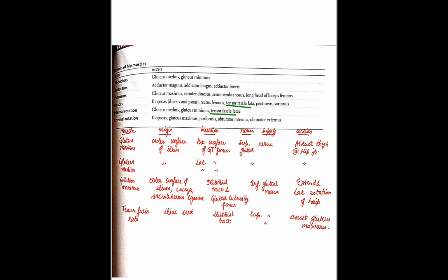Then is tensor fasciae latae. Tensor fasciae latae is coming from the iliac crest and inserted into the iliotibial tract, supplied by the superior gluteal. So the superior gluteal nerve gives three branches to the three muscles: minimus, medius and tensor fasciae latae. And what is the function of the tensor fasciae latae? It causes flexion and internal rotation. Extension and lateral rotation was due to gluteus maximus, but tensor fasciae latae will cause the opposite movement. Here I have mentioned wrongly. So in the book it is mentioned that it causes medial rotation and flexion.